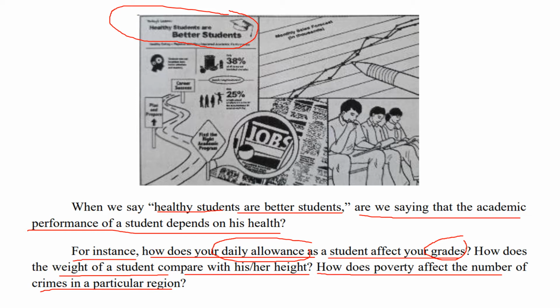But it doesn't mean that when the number of crimes increases, the poverty level also increases. But still there is an existing relationship between these two variables.